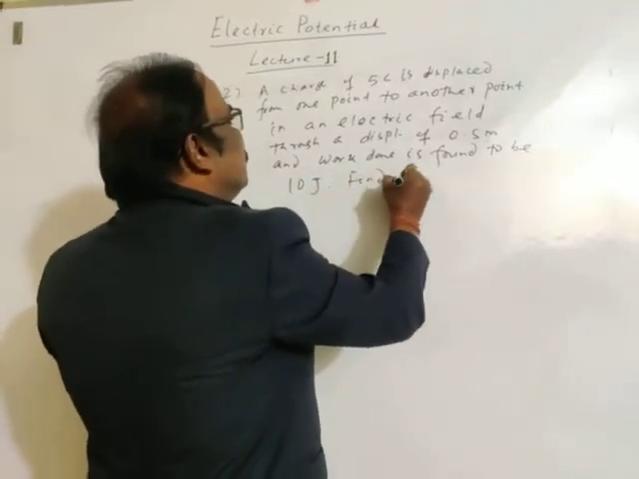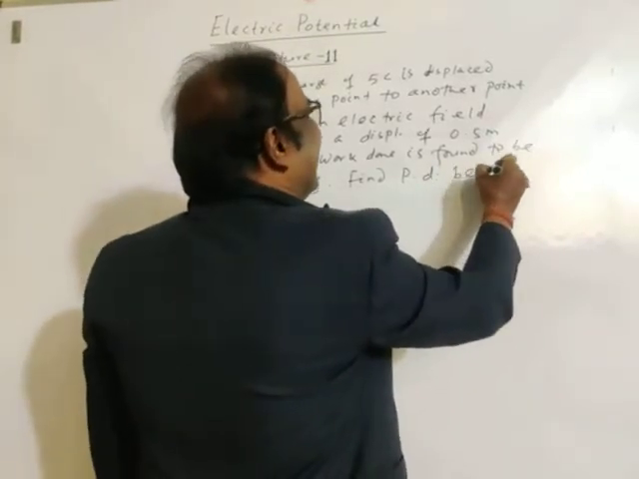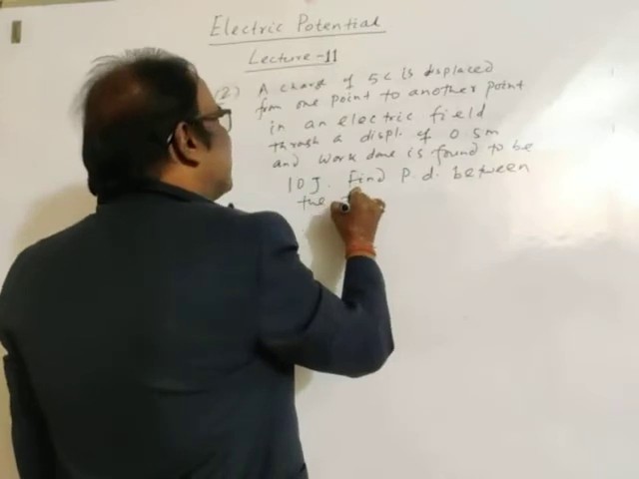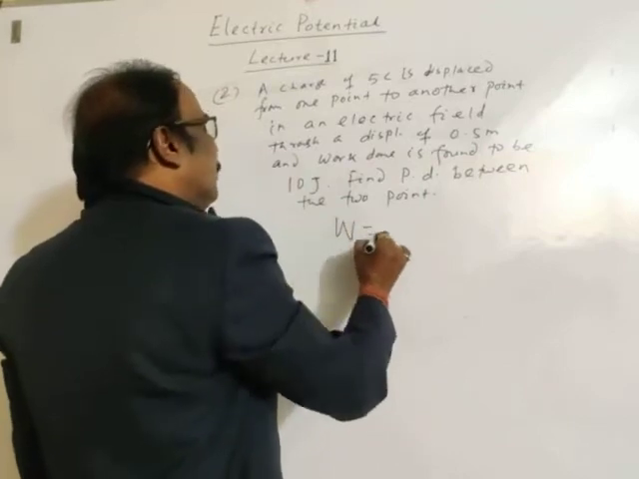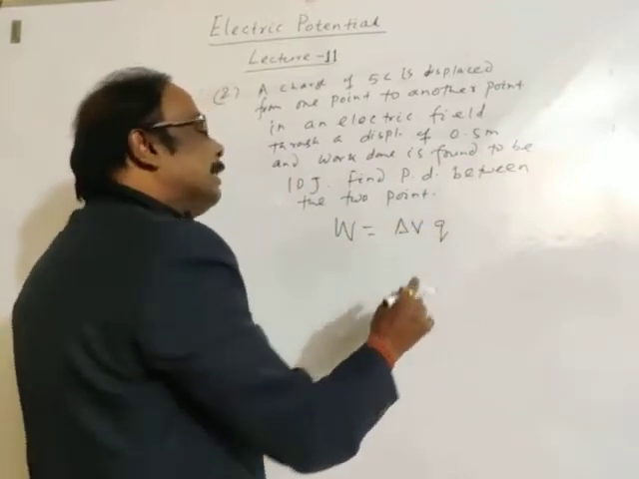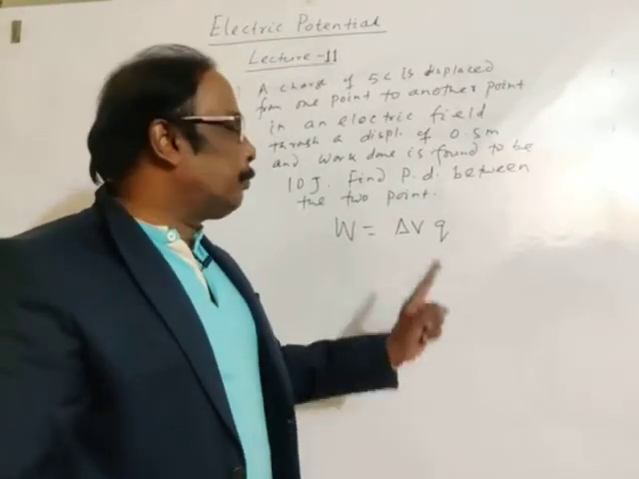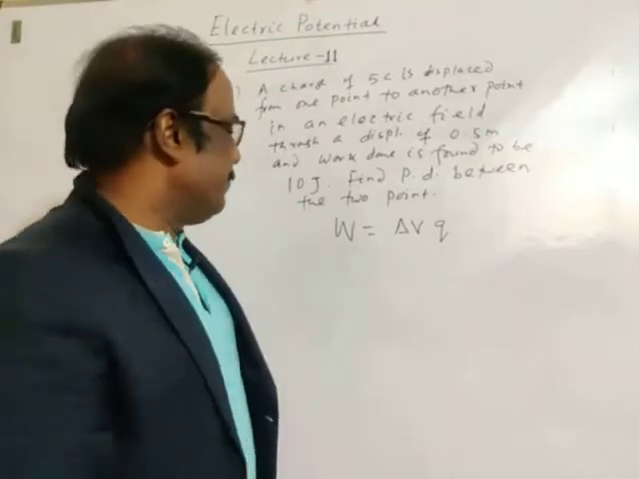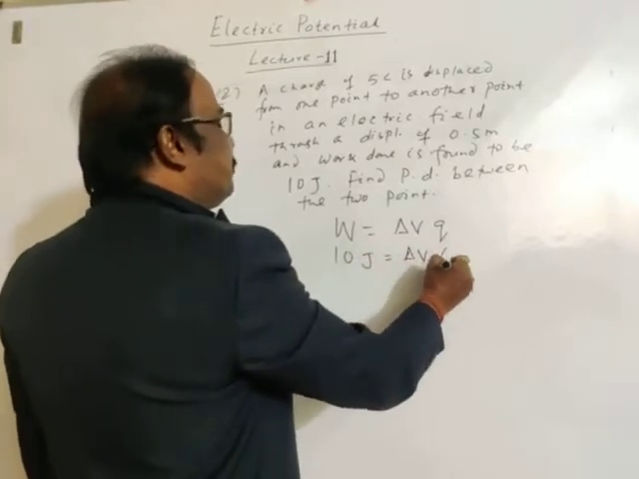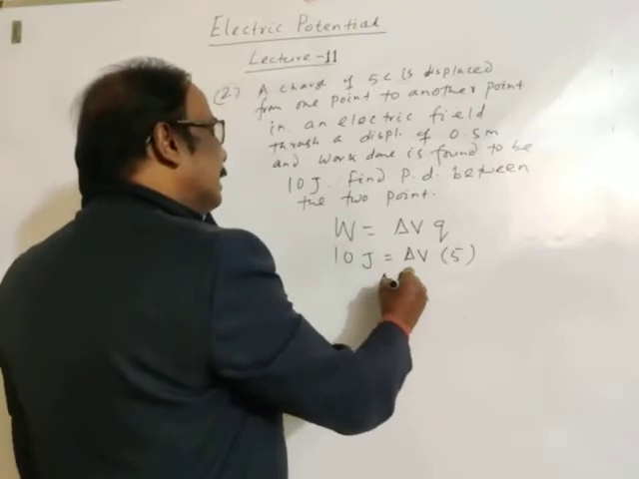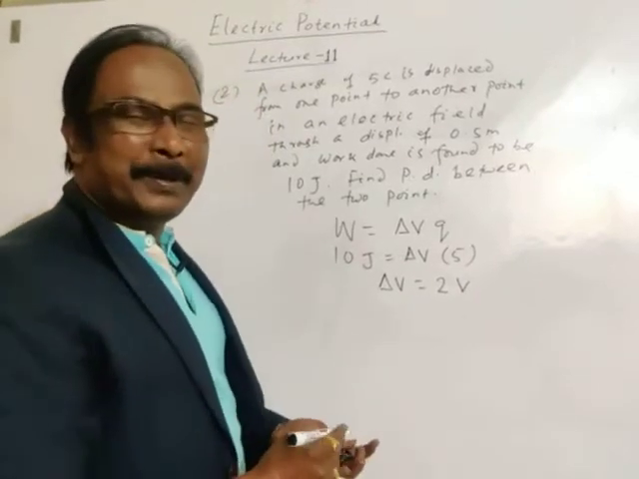Find the potential difference between the 2 points. Very easy. Again, work is equal to potential difference into charge, the general formula we already discussed in lecture number 10. Here work is 10 joule and the magnitude of charge is 5 coulomb, so the potential difference between the 2 points is 10 divided by 5, which is 2 volt. Just put the formula.